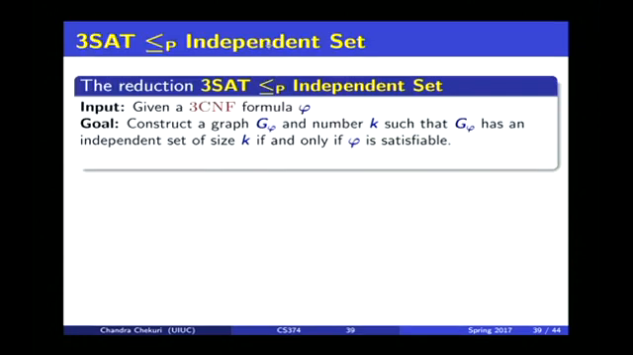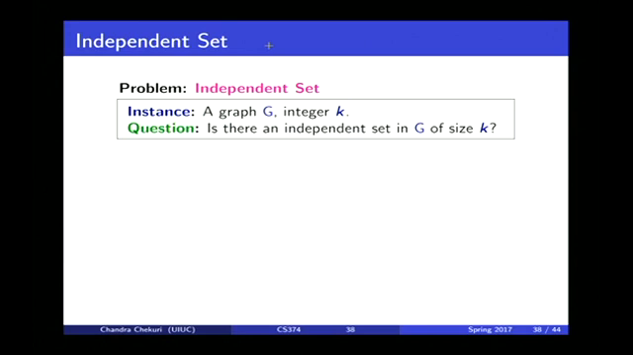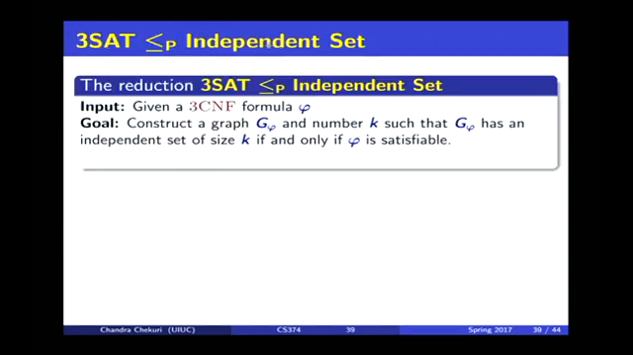Remember, what is independent set? Given a graph and k, the question is, does this graph have an independent set of size k? What is 3 SAT? A CNF formula with the additional restriction that there are only 3 literals per clause. So what does it mean when I say I want to reduce 3 SAT to independent set? What does that mean?